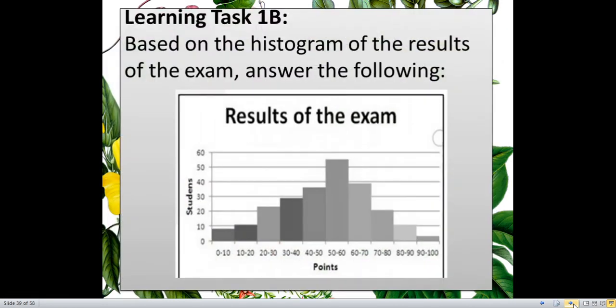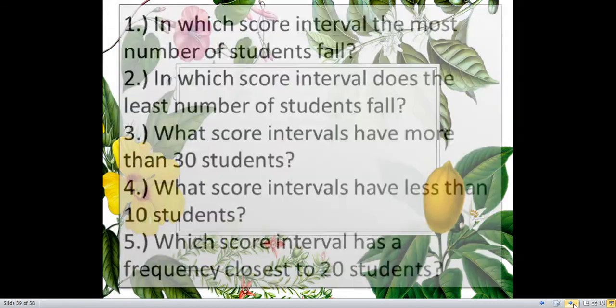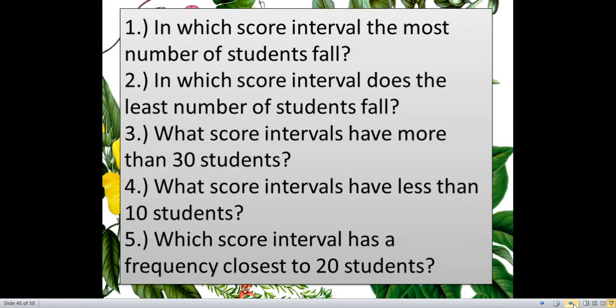Learning task 1B. So this time, you're just going to take a look at the given data and answer the following questions. Based on the histogram of the results of the exam, you need to answer the following. So take a look at that histogram and here are the questions. Number 1, in which score interval do the most students fall? Number 2, in which score interval do the least students fall? Number 3, what score intervals have more than 30 students? Number 4, what score intervals have less than 10 students? And number 5, which score interval has a frequency closest to 20 students?